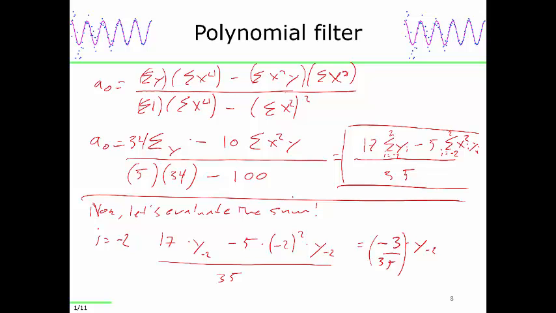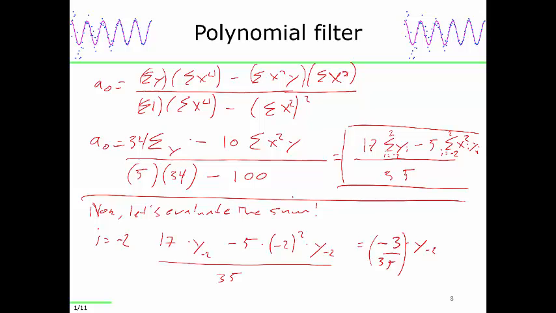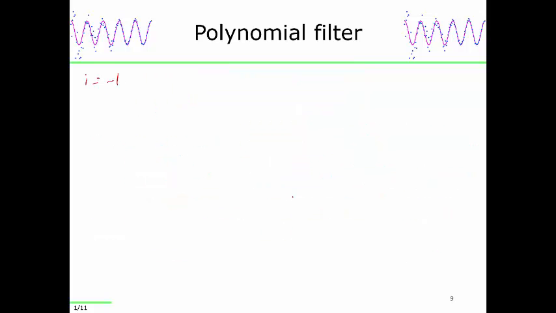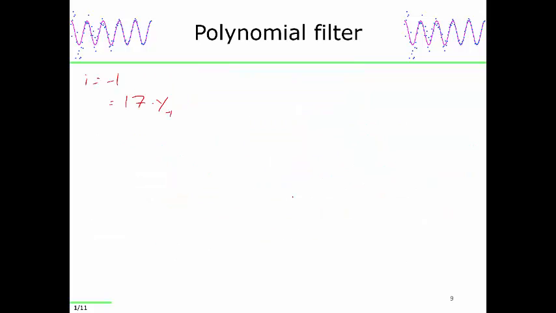So I have negative 3 over 35 times y of negative 2. We can just do the same thing again. i equals negative 1, that's going to equal 17 times y of negative 1, and then minus 5 times negative 1 squared. Seventeen minus five is 12. So this will equal 12 over 35 times y of negative 1.